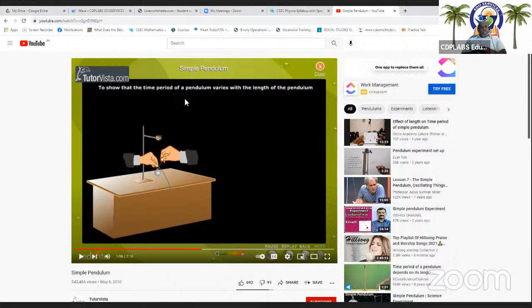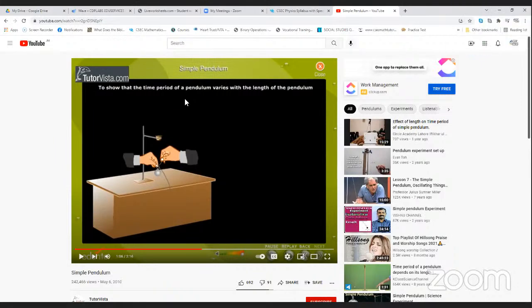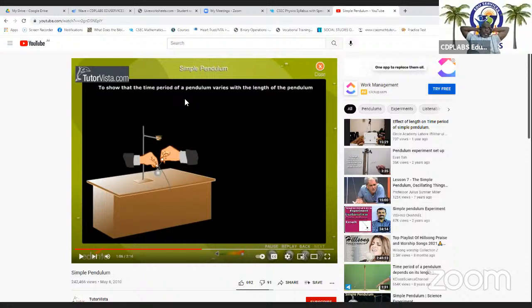Which of these factors, what are the factors by the way, that will be observed in this sentence? What are the two factors right here, sir? Can you identify the two factors? Sir, time and length. All right, good. The time period of the pendulum and the length of the pendulum. So those are the two factors.